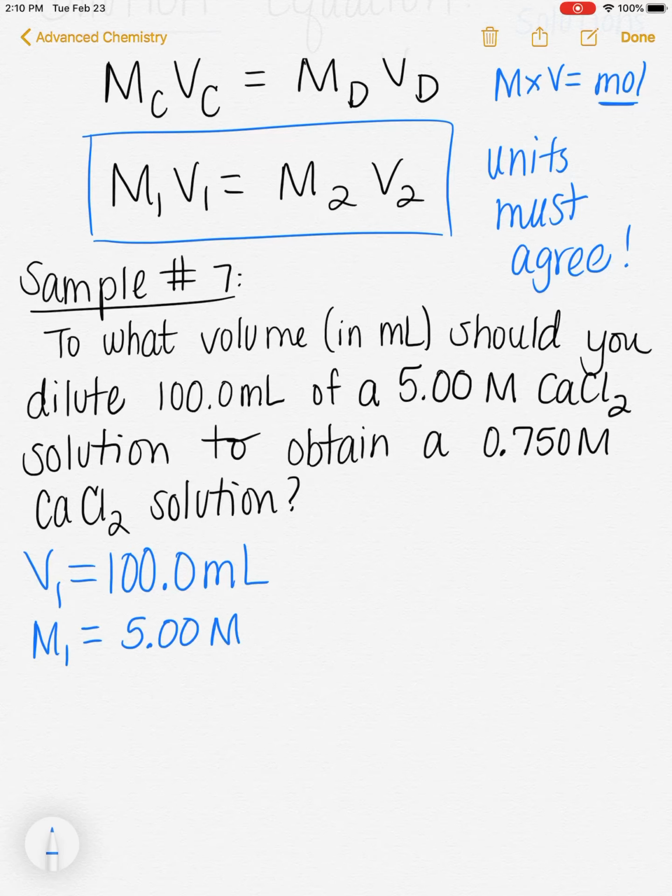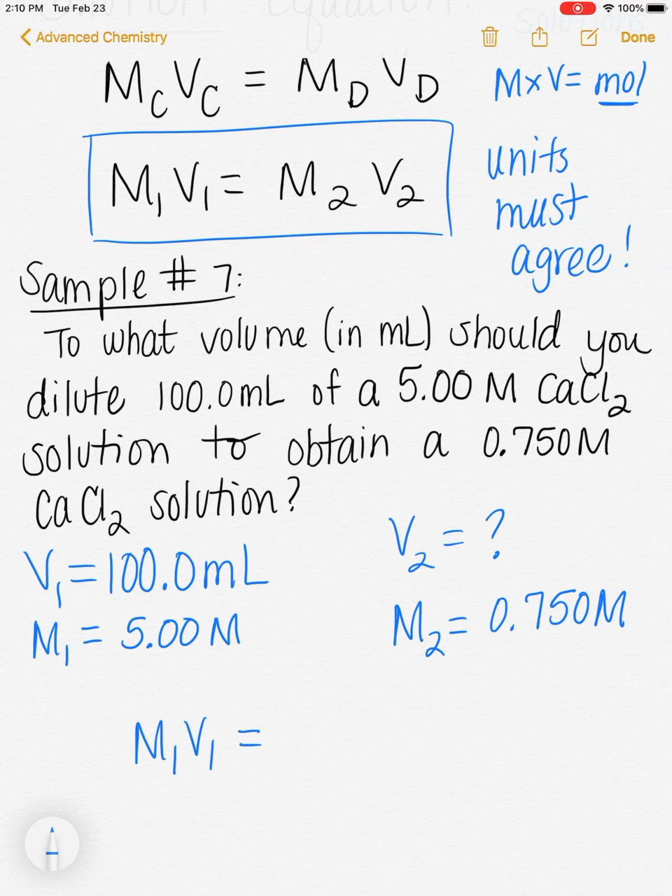They then give us a second molarity, so I'm going to call that M2, of 0.750 molar, and we do not know what the volume is for that solution. So I'm going to call that V2 and say that that is unknown. So I'm going to rewrite my equation that we were just talking about. M1V1 equals M2V2. And I'm going to circle that I want to know V2. So I've got to get V2 by itself on the right side of the equation. In order to do that, I'm going to have to divide by M2. And what you do to one side of the equation, you have to do to the other.